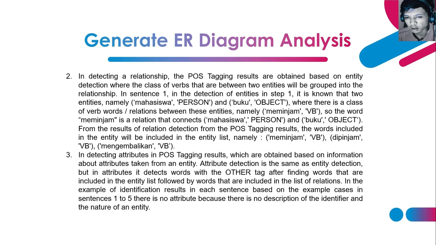Third, in detecting attributes in the POS tagging result, attributes are obtained based on information taken from an entity. Attribute detection is the same as entity detection, but for attributes it detects words with other tags after finding words that are included in the entity list, followed by the words in the list of relations. In the example of identification results for sentences 1 to 5, there is no attribute because there is no description of the identifier or the nature of an entity.